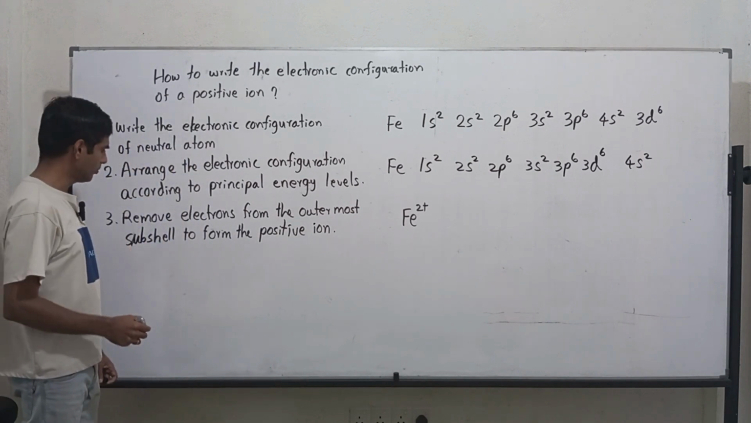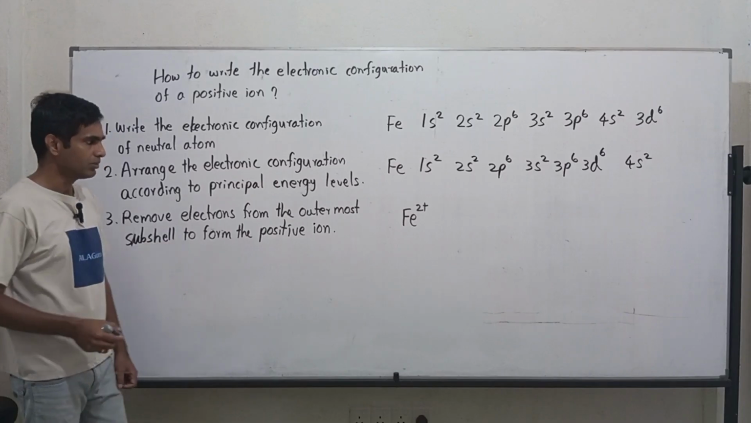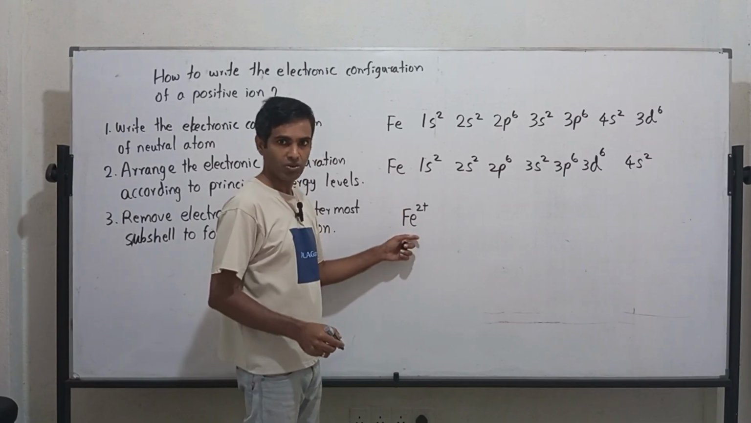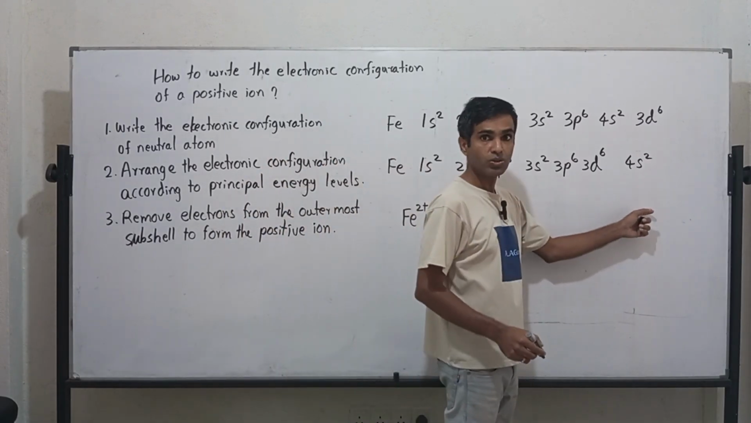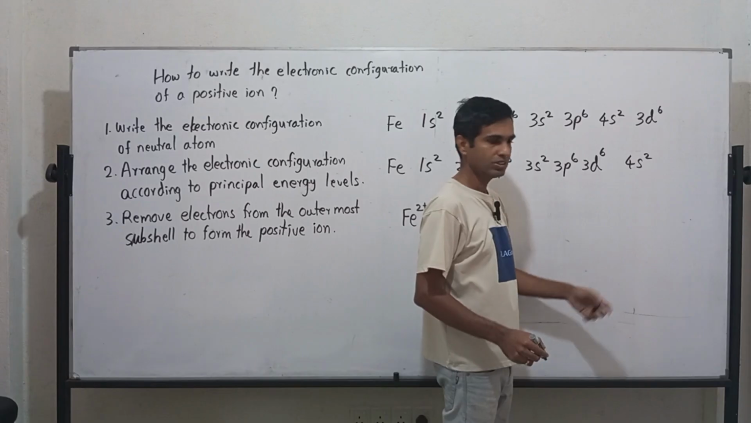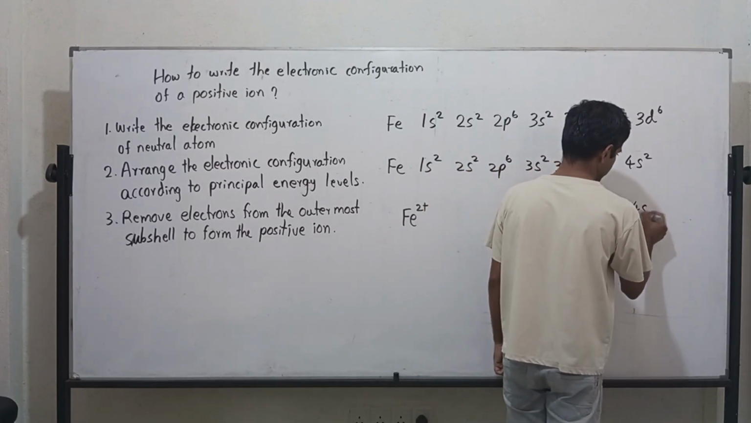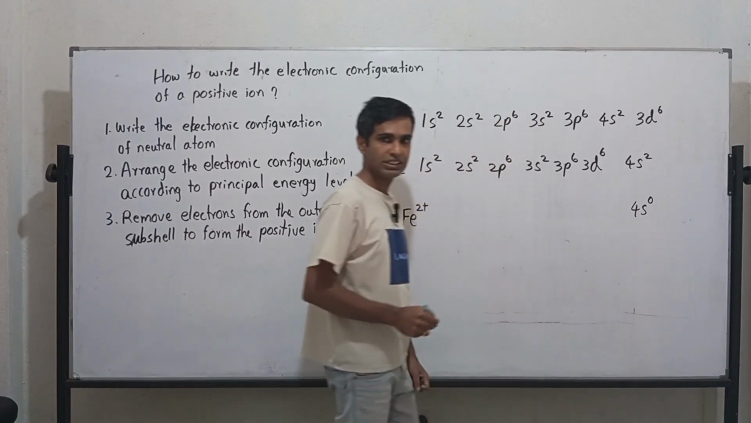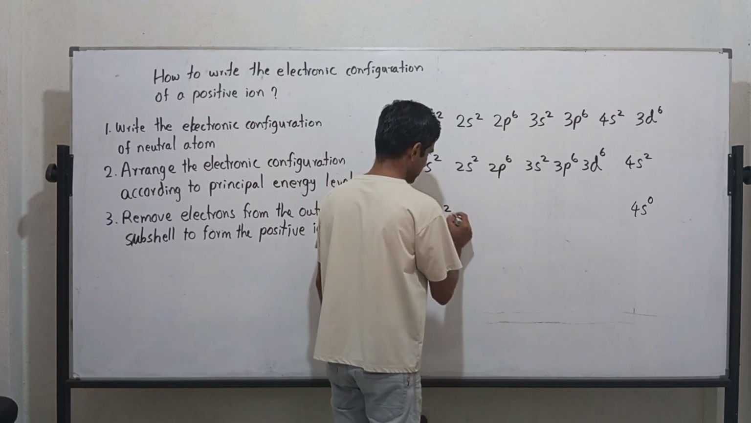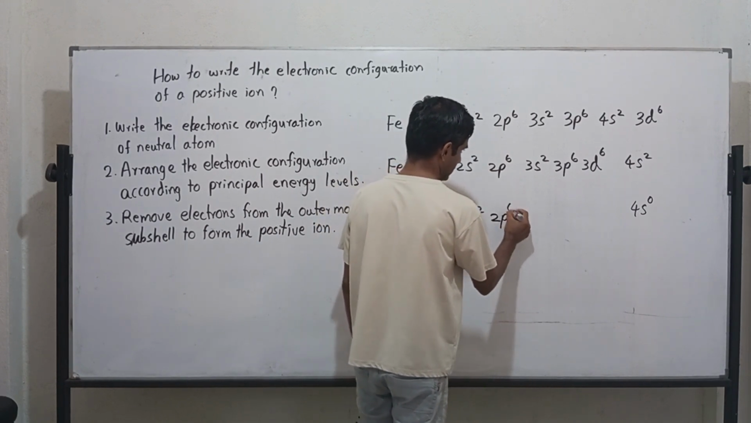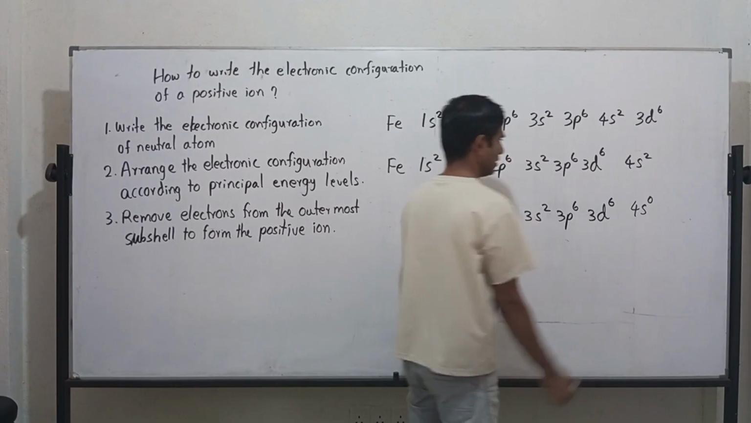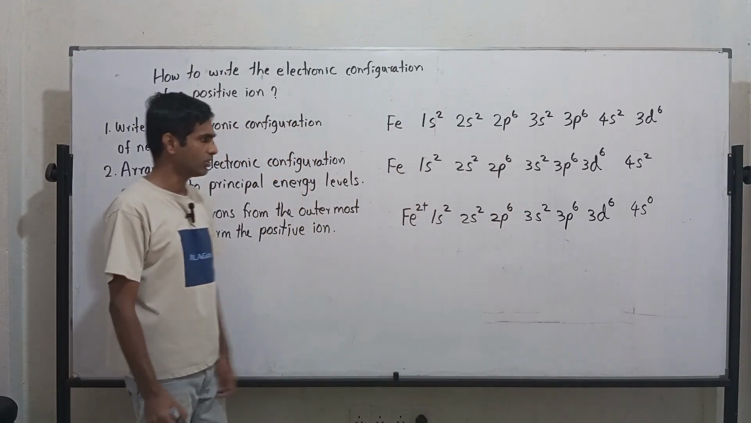Remove electrons from the outermost subshell to form the positive ion. To form ferrous ion, we need to remove 2 electrons. So we move to the outermost subshell, that is the s subshell of the fourth principal energy level. There are 2 electrons. Then we can remove those 2 electrons. Then there are no electrons in the s subshell of the fourth principal energy level. Rest of the electrons remain the same. Therefore, this is the electronic configuration of ferrous ion.